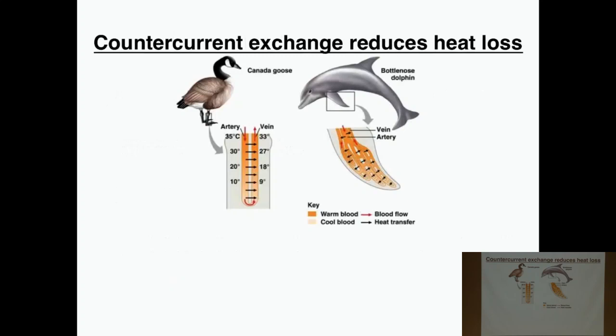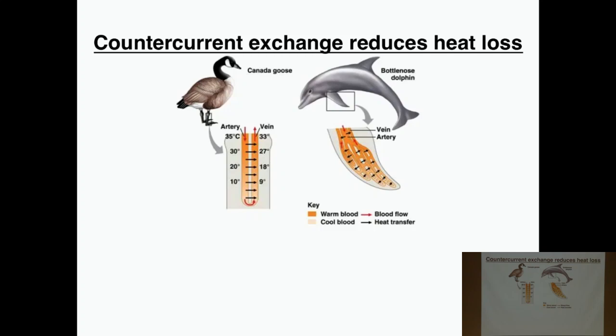Okay, so now let's look at an example of something, speaking of adaptations versus thermoregulatory responses. So countercurrent exchange actually is an adaptation. It is a particular way of organizing blood flow, usually in the limbs, to reduce heat loss. So here what we have are examples of a Canada goose and a bottlenose dolphin. Both of these are endotherms, so they're generating a lot of metabolic heat. At least parts of their bodies are in the water for a good portion of the time or for all the time, and water is a great conductor.